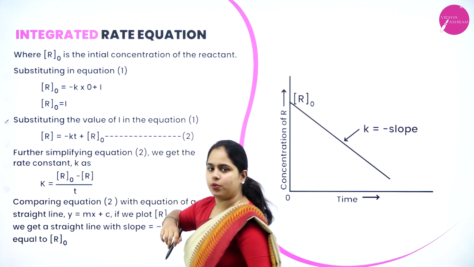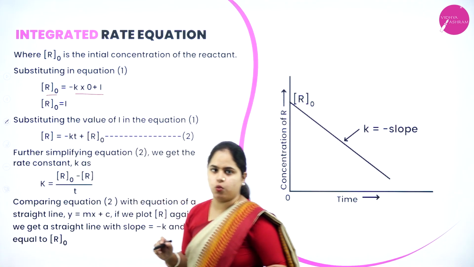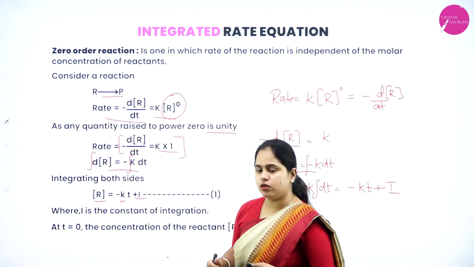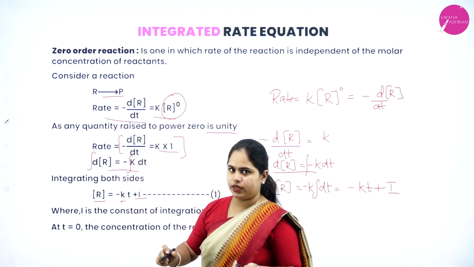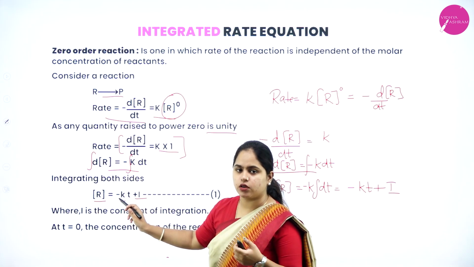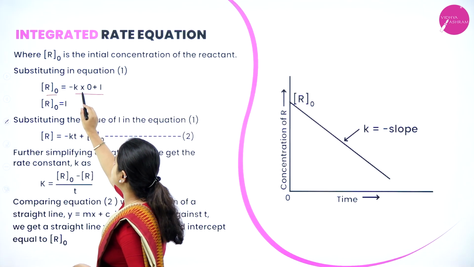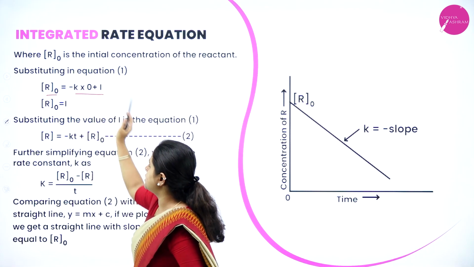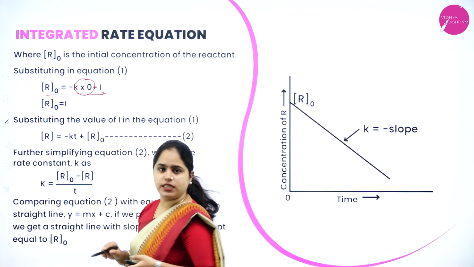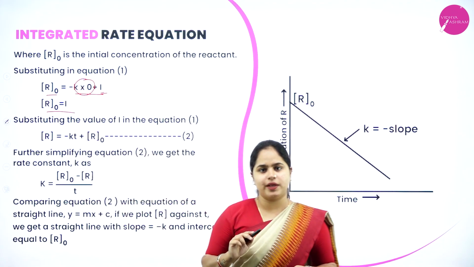Now substituting it in equation 1, what happens? In this first equation, at time t equals 0, R will become R0, and k is a constant, t will become 0. So what does the equation become? R0 is equal to minus k into 0 plus I. Now this term will become 0, right? Any quantity into 0 is 0. So what is left here? Just I, the constant. So R0 will be equal to I. I hope till here it is clear.